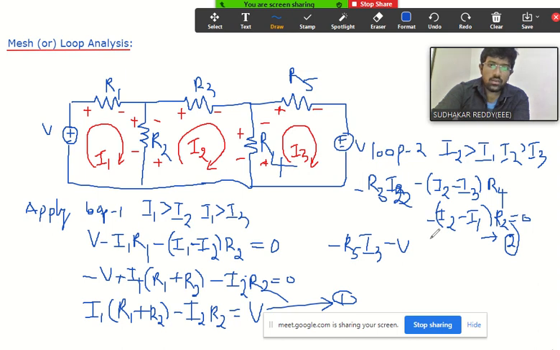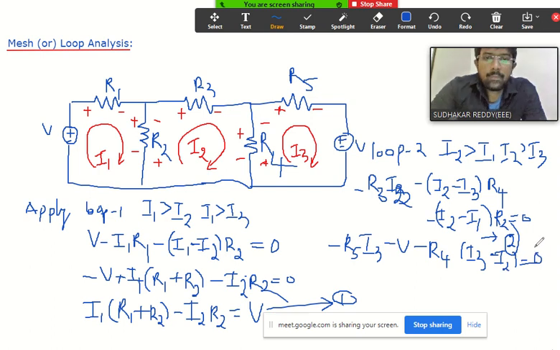Now coming to R4, again plus to minus means minus R4 into the current passing through R4, I3 minus I2. That equals 0. Again here, take this V to the right side. So this is equation number 3. Now in this case, in total how many equations did we get? We got 3 equations. Yes or no?